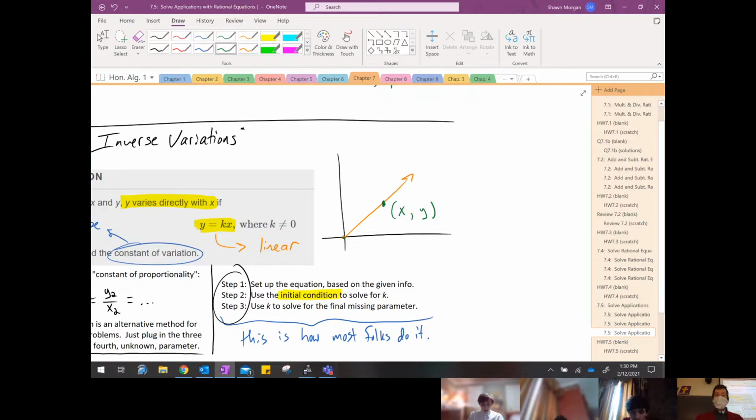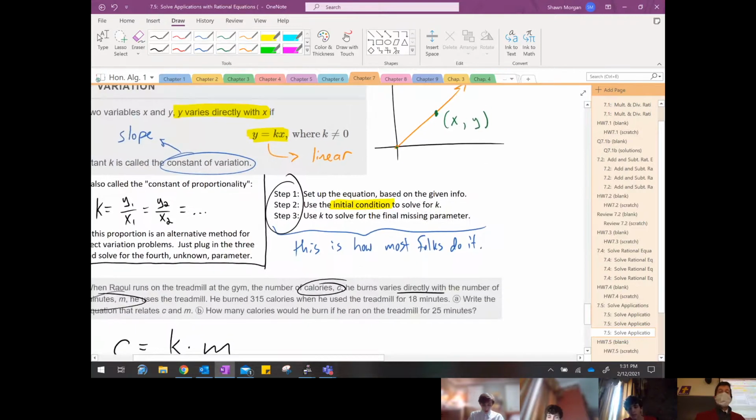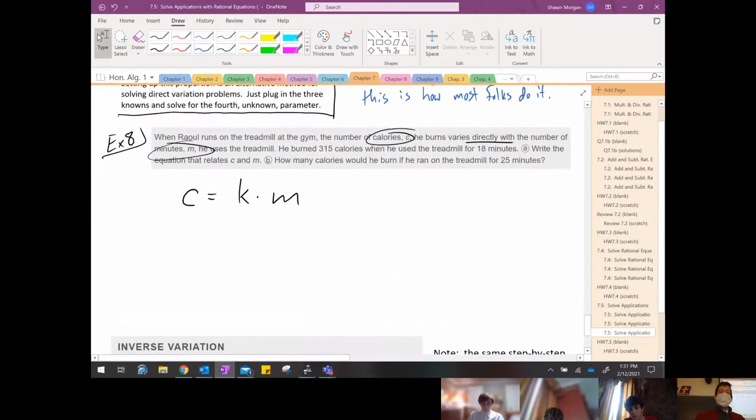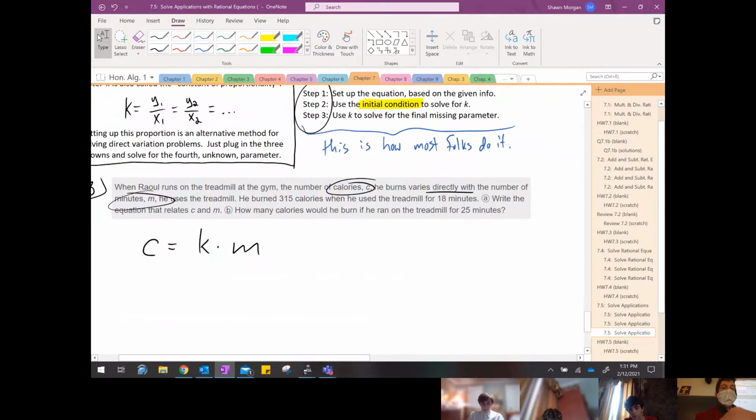I'm going to let you use X and Y to find the slope of that line, because that's really what K is. K is our slope. So, all right, step 2 says use the initial condition. What does that mean? They say when you run for 18 minutes, you burn 315 calories, or at least Raul does. All right, so 315 is going to go in place of C. 18 is going to go in place of M.